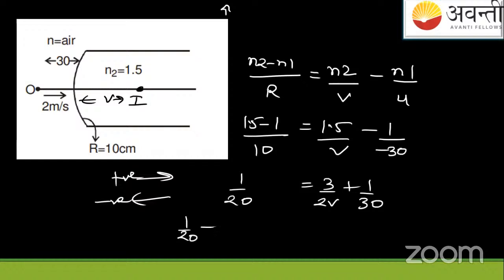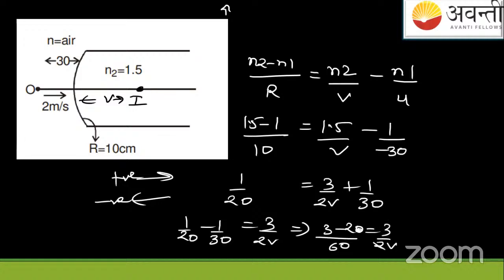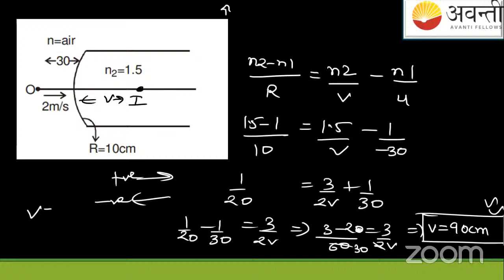So from here you will get v equals 90 centimeters, students. I get a v value of 90 centimeters. But what is the question actually? The question says the object was initially here and the image was at, of course we have solved this kind of question previously, where we found v equals 90 centimeters.